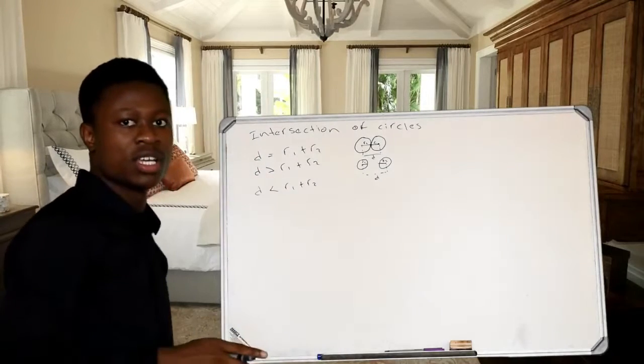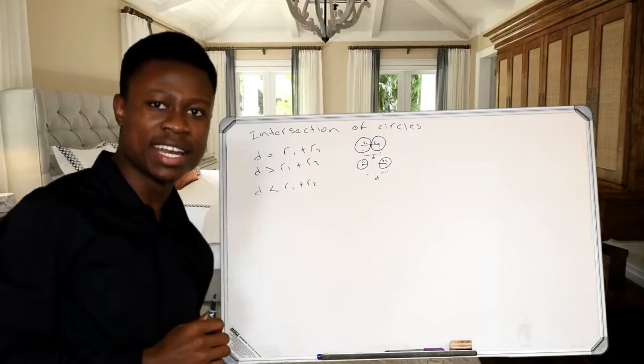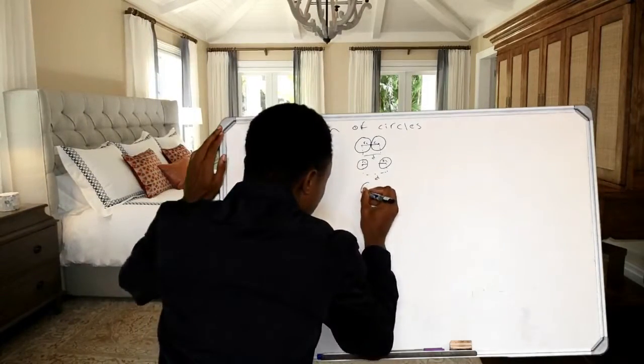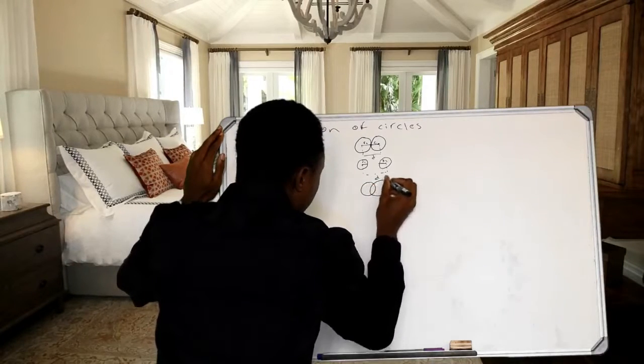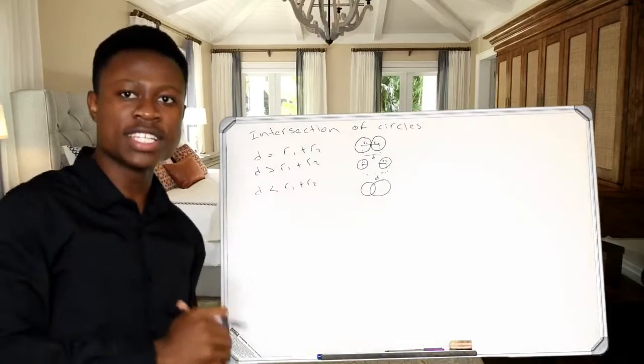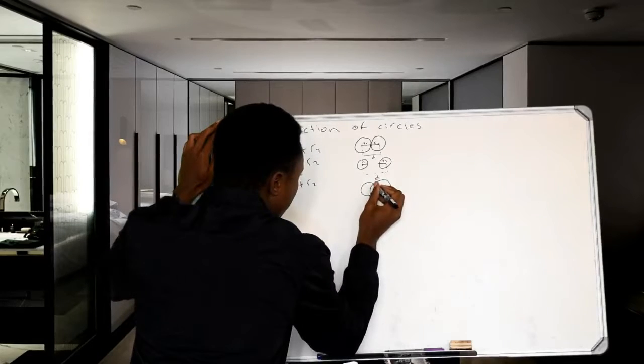What does this mean? The distance between the two circles is less than the addition of the two radii. So it means that the two circles intersect at more than 1 point. So the two circles will intersect here and here, right?